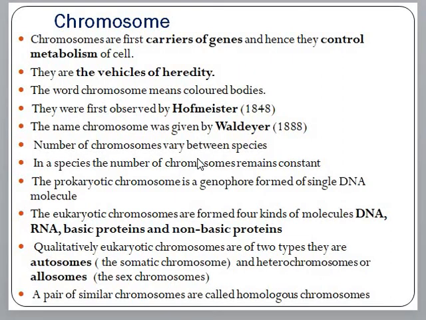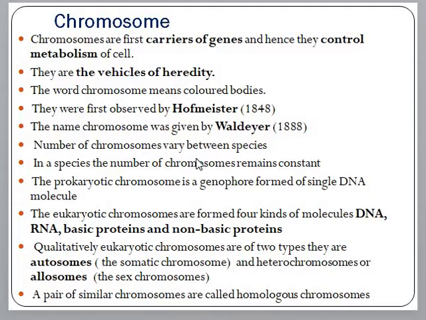So chromosomes are the carriers of genes, and hence they control the metabolism of a cell. They carry the genes to the next generation, and hence they are called vehicles of heredity. First, these structures were observed by Hofmeister, and the name chromosome was given by Waldeyer. These are the bodies which are found colored in the nucleus during staining, hence they got the name chromosome, colored bodies.